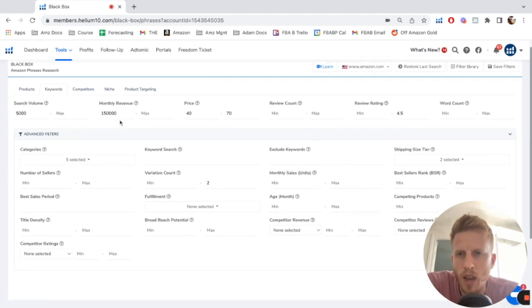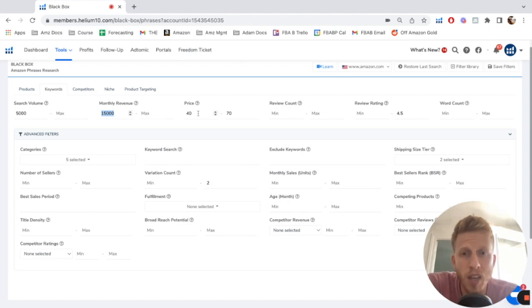Now, what I want to do is monthly revenue, minimum $15,000. Again, search volume, monthly revenue. This is just because I don't want to waste time looking at stuff where there's not a good enough amount of demand. Now, you might have a smaller budget and you might want to launch something that maybe only does $5,000 to $6,000 a month. You can still probably use this, because if this finds something that does $15,000 a month, then maybe you can come in and do $12,000, $10,000, whatever.